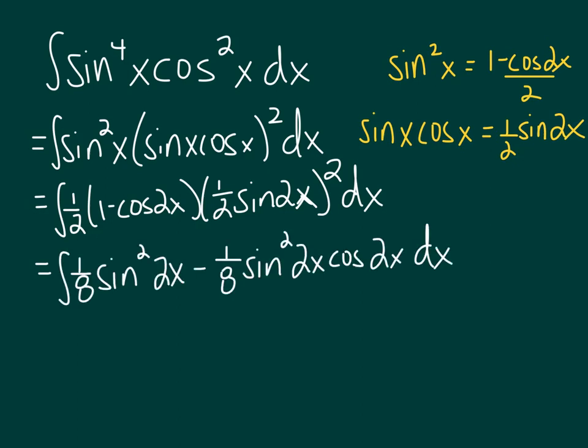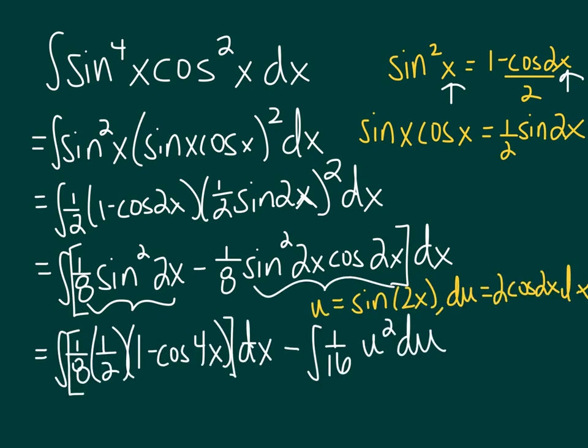And then for each of these terms, we're going to have a different approach. For this term here, we're just going to use the double angle formula. So we're going to come back up here and replace x with 2x. And then for this term here, we can use a u sub. And then we can just integrate each of these.